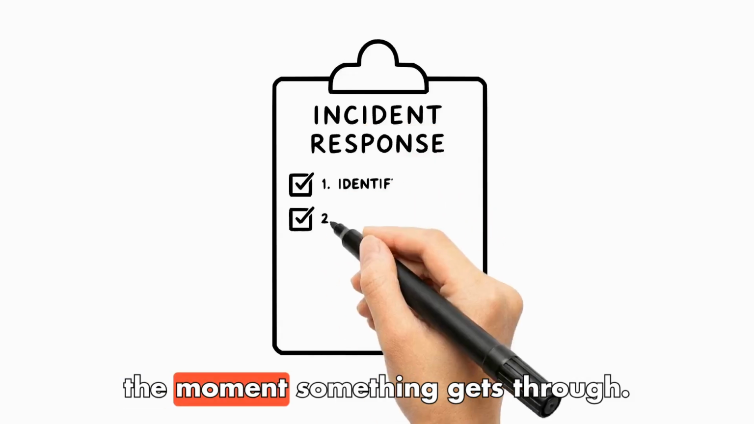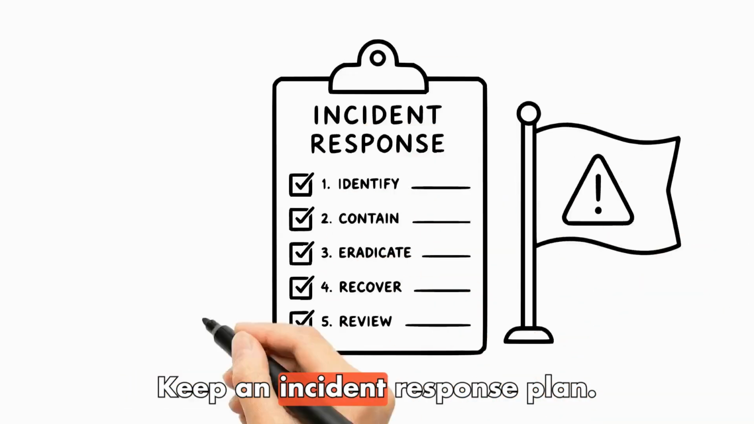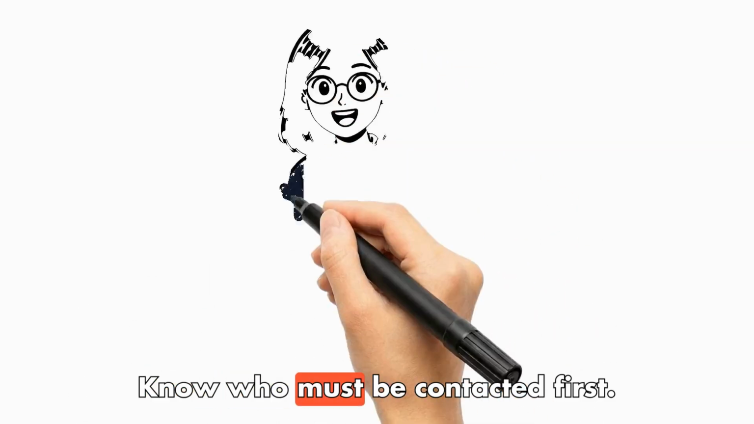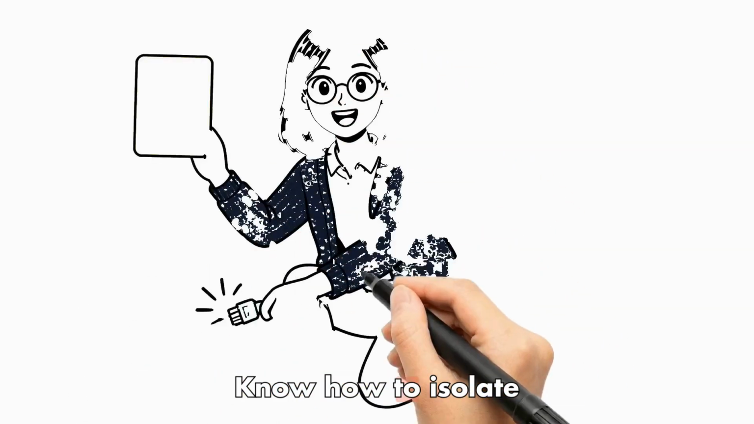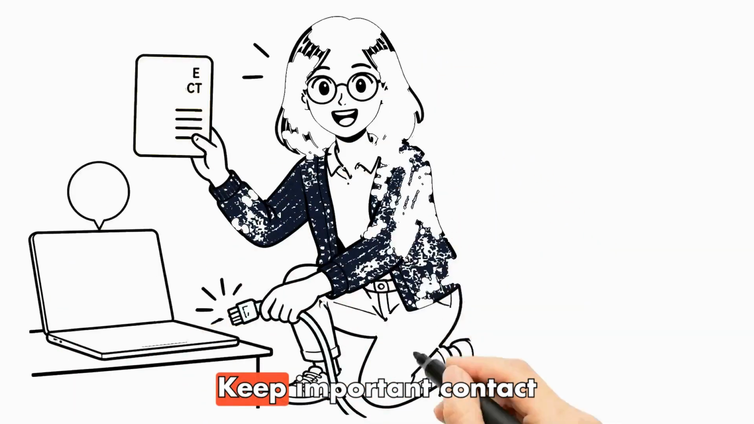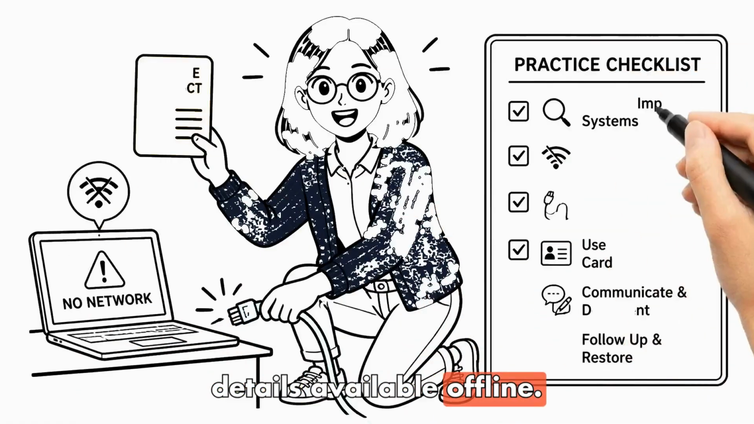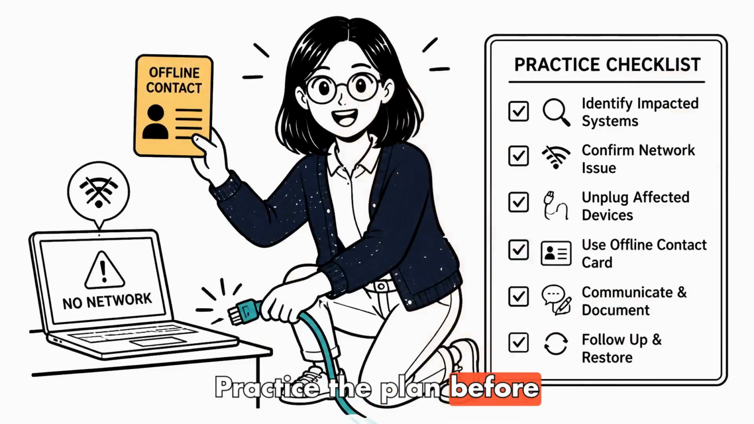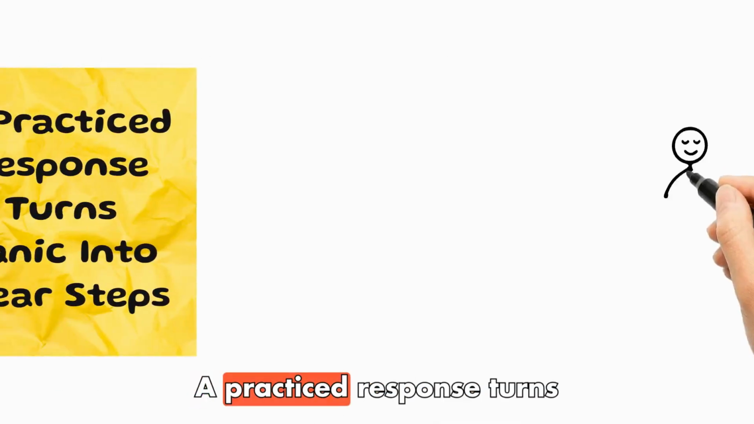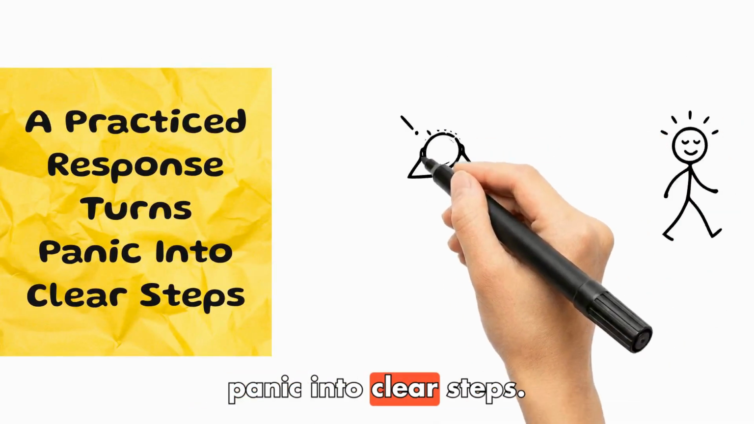Also prepare for the moment something gets through. Keep an incident response plan. Know who must be contacted first. Know how to isolate an affected device. Keep important contact details available offline. Practice the plan before a real emergency. A practiced response turns panic into clear steps.